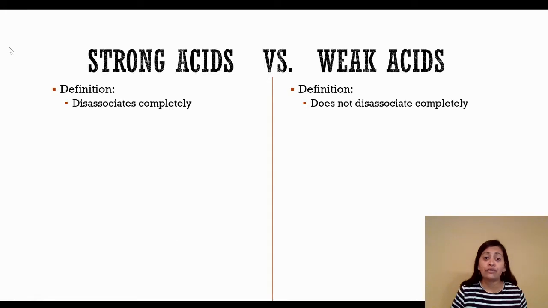So we're going to look first at strong acids versus weak acids and what they mean. A strong acid means that it's going to dissociate completely, meaning break apart completely, versus a weak acid doesn't break apart completely, and that ends up forming an equilibrium.